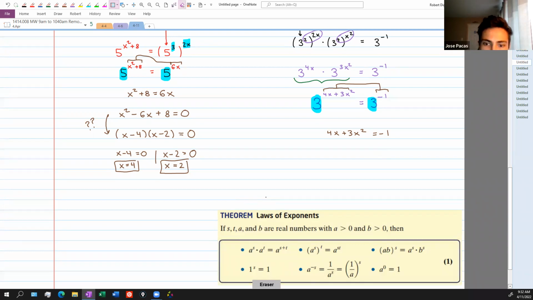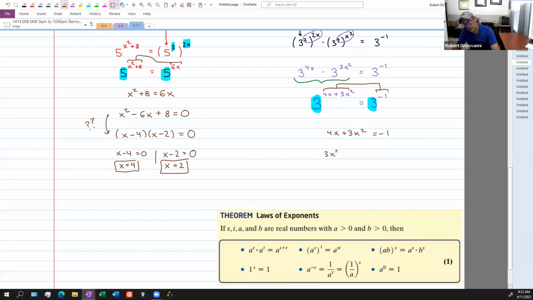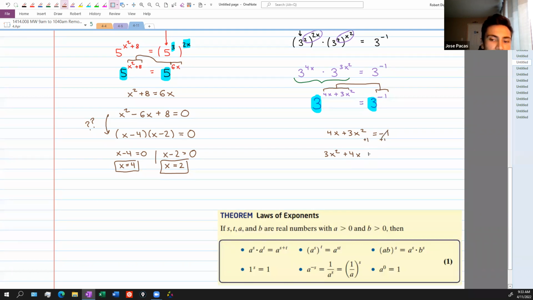It will be 3x squared plus 4x equals -1. But we're going to move that -1 over, so we add 1 on this side and add 1 on the other side, so it will be +1, equals 0. There we go.